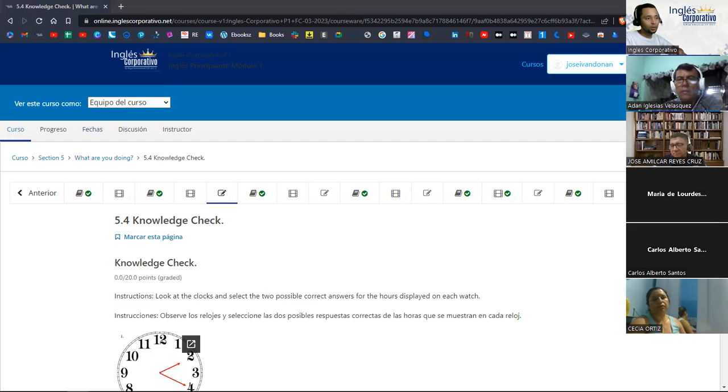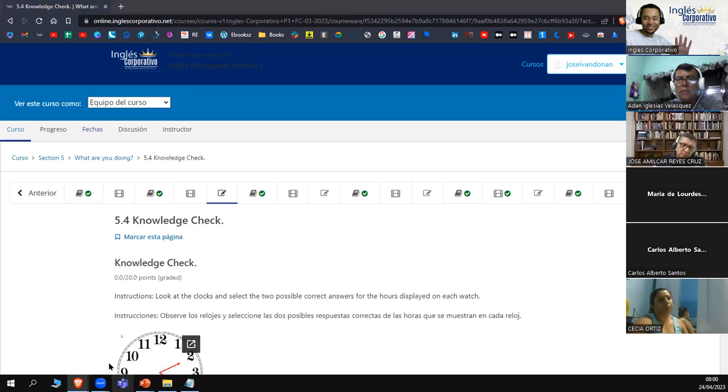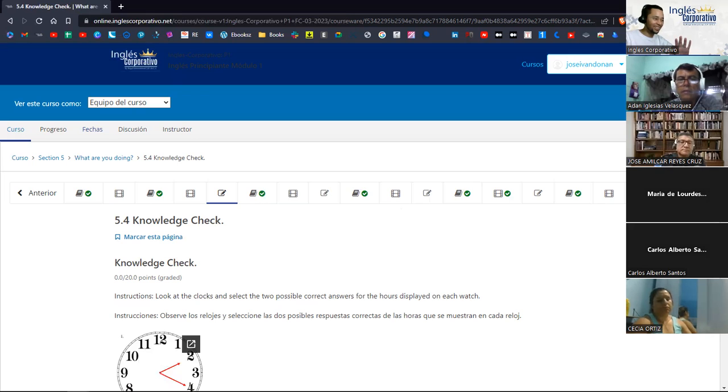A veces sucede que es, pues, un error, ¿verdad? Como decimos, de escritura, y en otras ocasiones, hay que decirlo también, es un error en la plataforma. Eso puede suceder también. Así que no está exenta la plataforma de algo así.